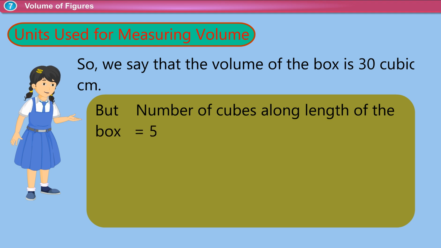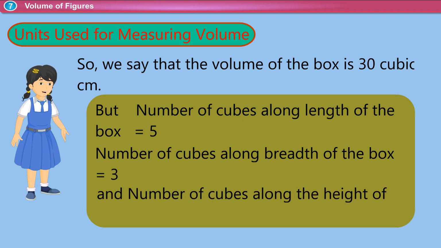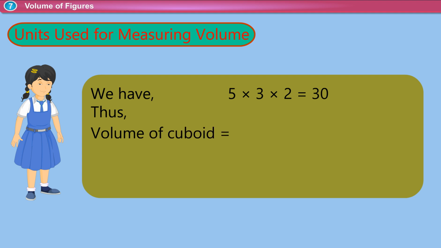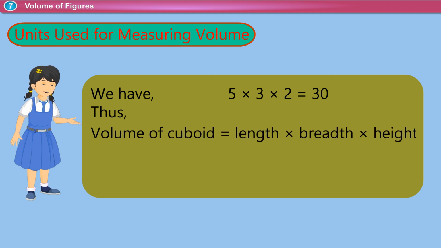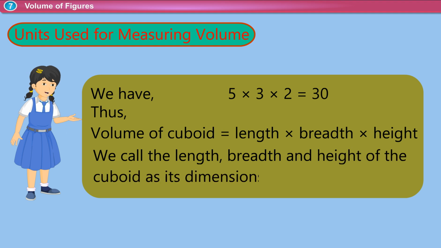The number of cubes along the length of the box is equal to 5. The number of cubes along the breadth of the box is equal to 3. And the number of cubes along the height of the box is equal to 2. We have 5 times 3 times 2 is equal to 30. Thus, volume of a cuboid is equal to length times breadth times height. We call the length, breadth and height of the cuboid its dimensions.